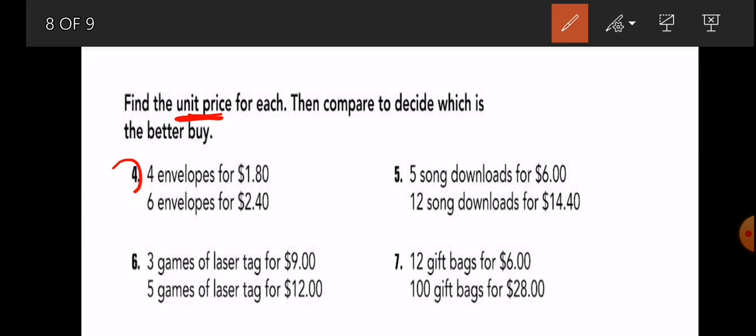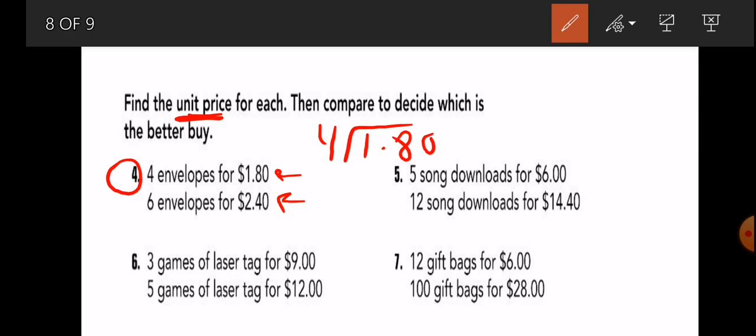So let's see question number 4. I have 2 types of packs. I can get 4 envelopes together for $1.8, or another pack which is 6 envelopes together for $2.4. Which one is best for me, to buy the 4 envelopes or the 6 envelopes? It means I have to get the price of 1 envelope on this pack, compare it with the price of 1 envelope on this pack to see which one is cheaper. So here, to get the unit cost on the first one, I will divide 1.8 divided by 4.